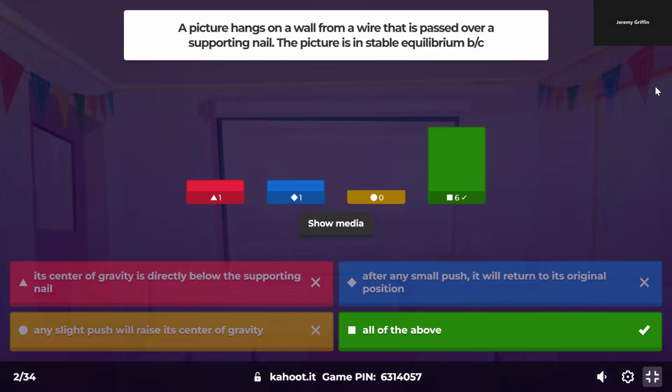Yeah, all of the above. Right, so the center of gravity of the picture is directly below the supporting nail. That's true. After any small push, it will return to its original position. Any slight push would be raising its center of gravity. Yeah, those all go hand in hand. They all support being in stable equilibrium. Right, you guys go with stable equilibrium.